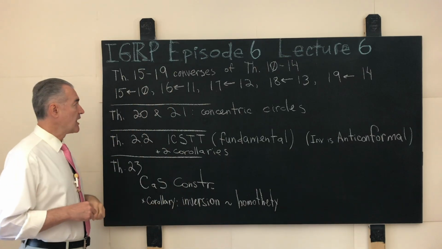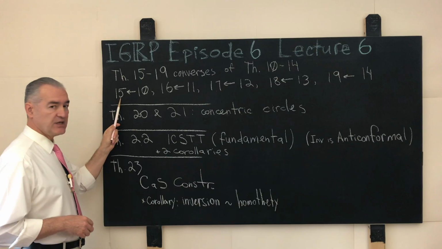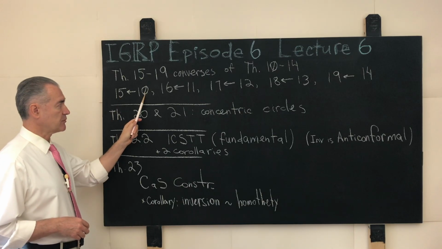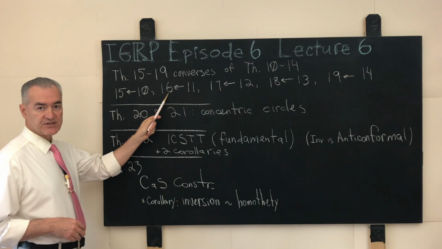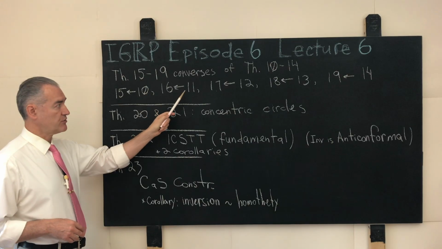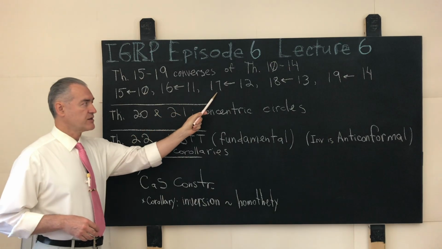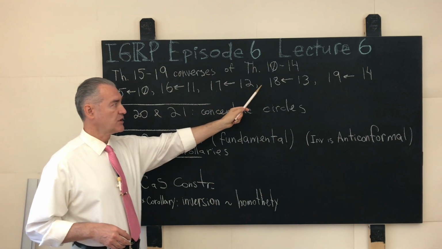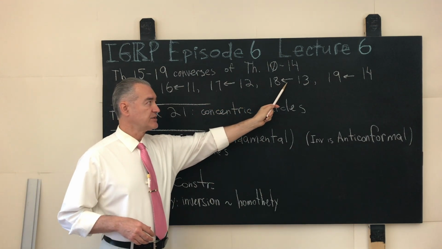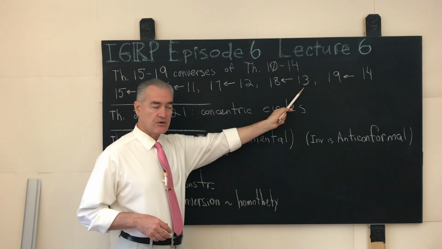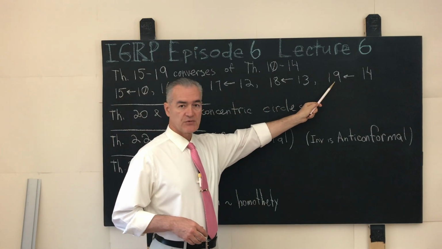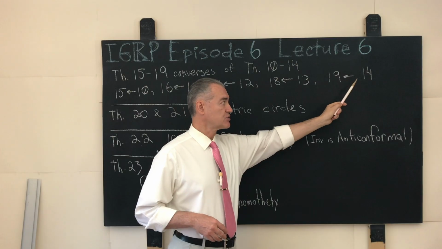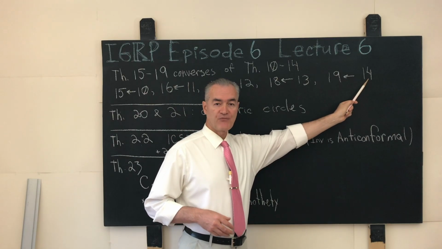In particular, theorem number 15 is the converse of theorem number 10. Theorem number 16 is the converse of theorem number 11. Theorem number 17 is the converse of theorem number 12. Theorem number 18 is the converse of theorem number 13. And theorem number 19 is the converse of theorem number 14.